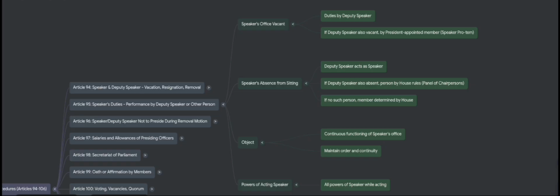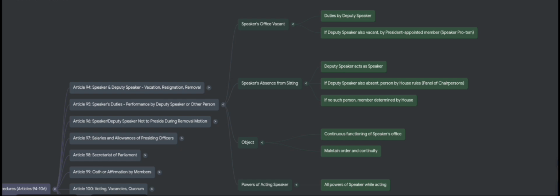This guarantees that debates, voting, and all other parliamentary business can proceed without interruption, maintaining the efficiency and authority of the House. This article really ensures that the parliamentary clock never stops ticking. Whether it's a temporary break or a major transition, there's always a designated authority to keep the legislative process moving forward. And that upholds order and the rule of law for you, the citizen.